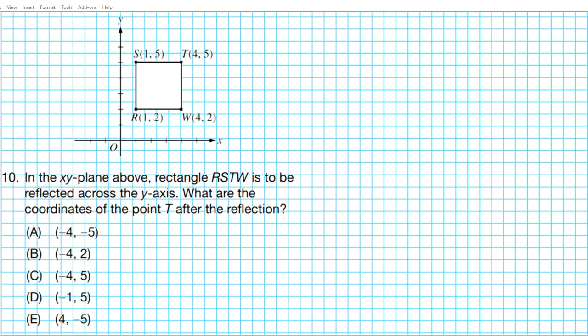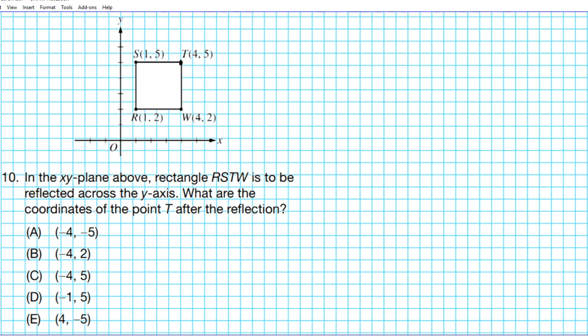Alright, let's take a look at question 10. It reads, in the xy plane above, rectangle RSTW is to be reflected across the y-axis. Question, what are the coordinates of the point T after reflection? So basically, where does this point T right here end up after you reflect it about the y-axis? That's the question, okay?